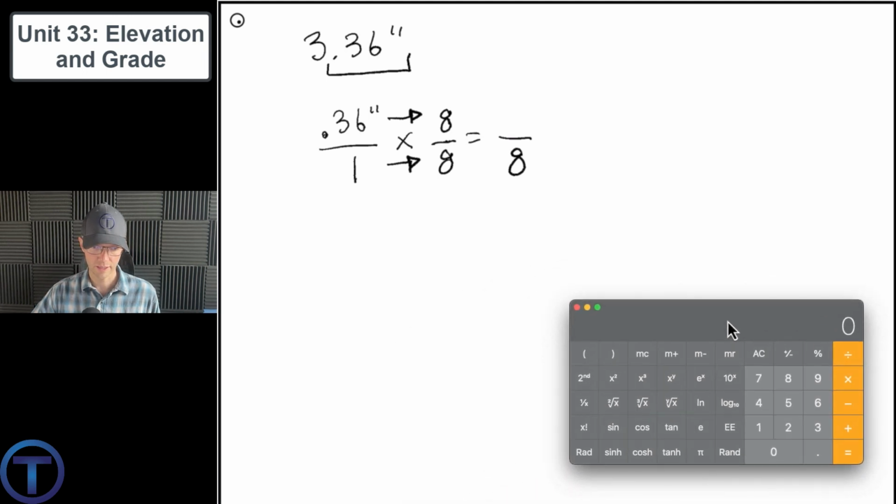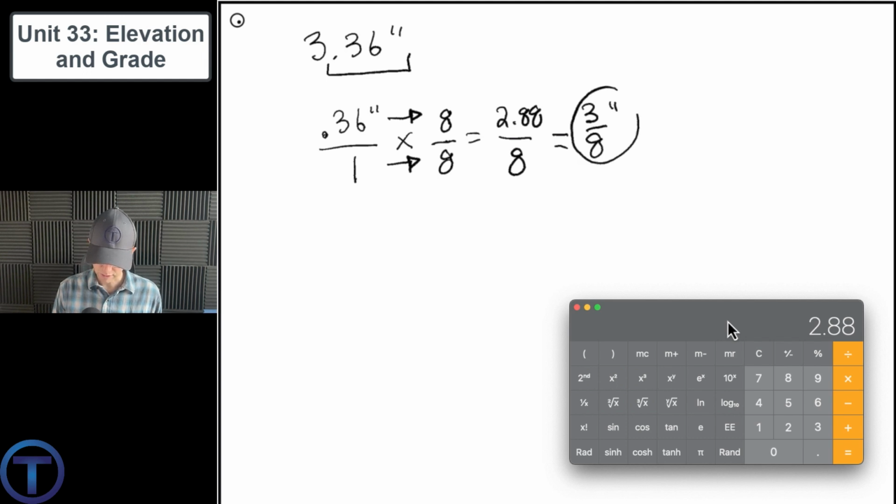Bring in the calculator here. If we do 0.36 times 8, it's going to give us 2.88. And once we come to this point, we've worked that through, it's time to just round up or down. We're done with decimals. So 0.88 is pretty close to 3/8. And that's what we're going to be using here, 3/8 of an inch. Or combine that back together, we have 3 and 3/8 of an inch all together.